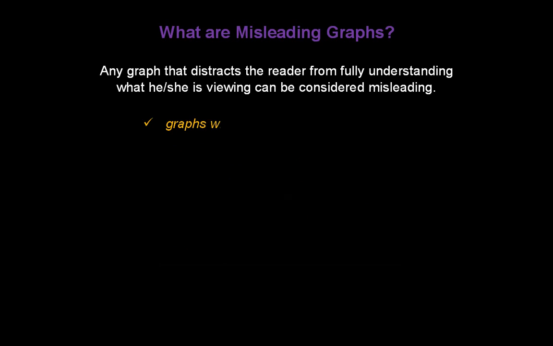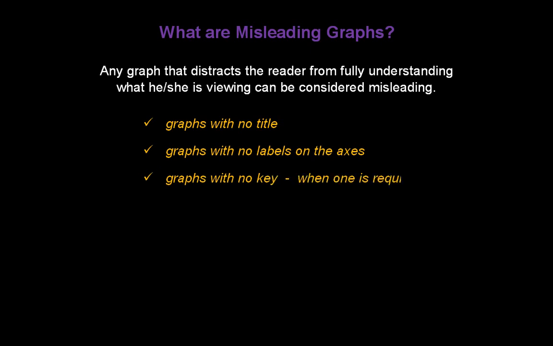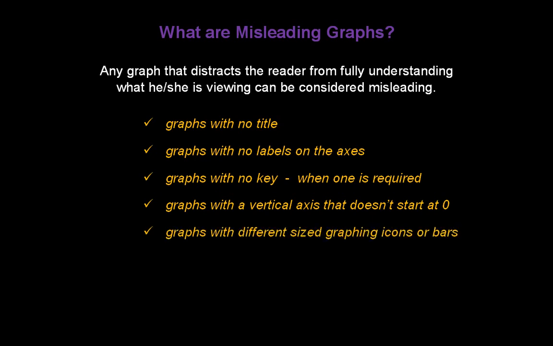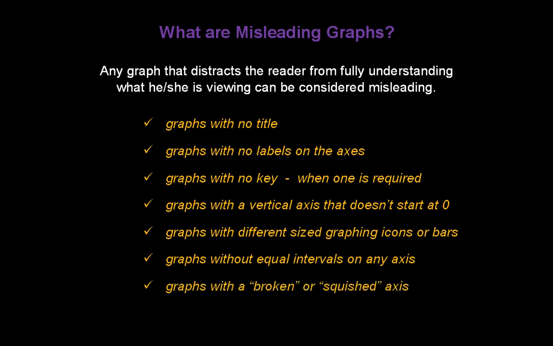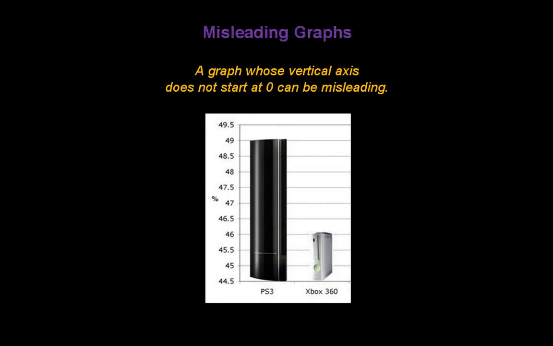Here are some examples. Graphs with no title. Graphs with no labels on the axes. Graphs with no key when a key is required. Graphs with a vertical axis that doesn't start at 0. Graphs with different sized graphing icons or bars. Graphs without equal intervals on any axis. And graphs with a broken or squished axis. Now let's take a look at some examples of these misleading graphs.